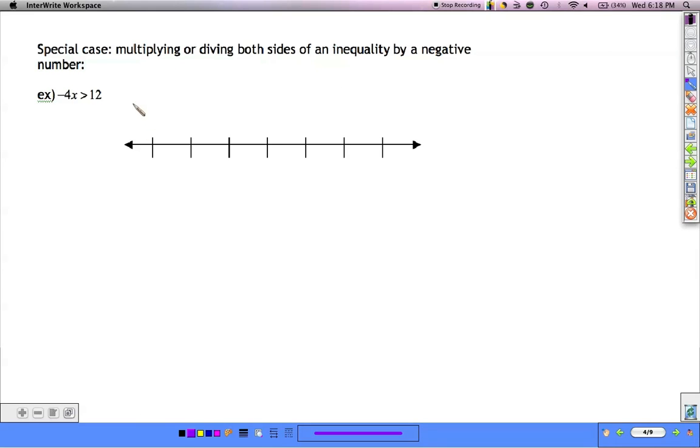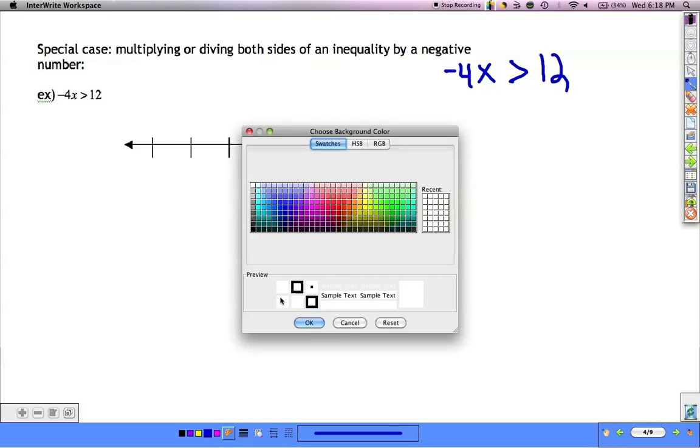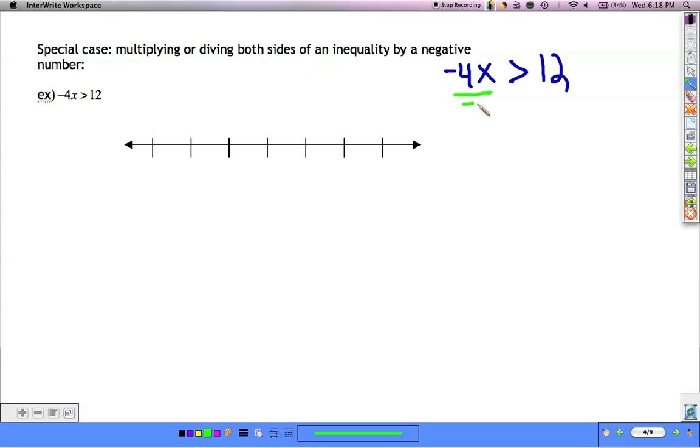Okay, we're coming up to an example of a special case where we talk about multiplying and dividing both sides of an inequality by a negative number. Let's see, we have negative 4x is greater than 12. So to solve this inequality, we would divide both sides by negative 4. Negative 4 divided by negative 4 cancels out to 1. And 12 divided by negative 4 is going to give us negative 3.